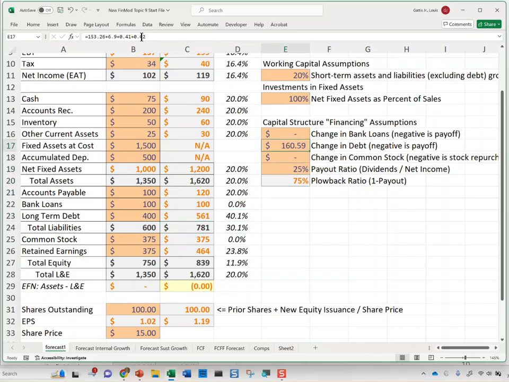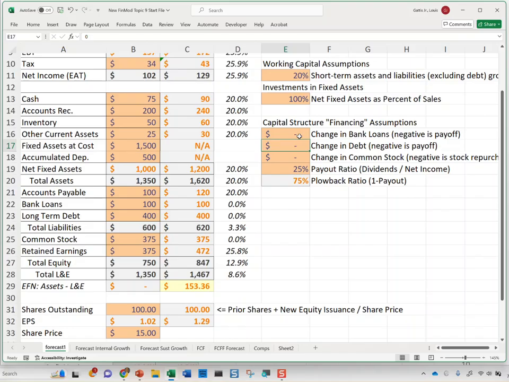wind up having to issue 160.59 in debt because of the interest. But that is a solution. You could also have a mixed solution. So a mixed solution would be to maybe issue equal amounts of debt and stock.